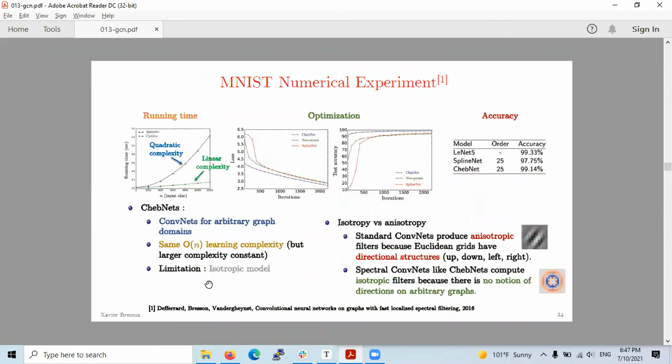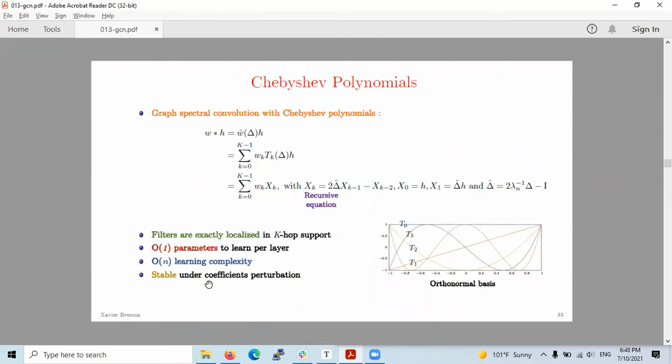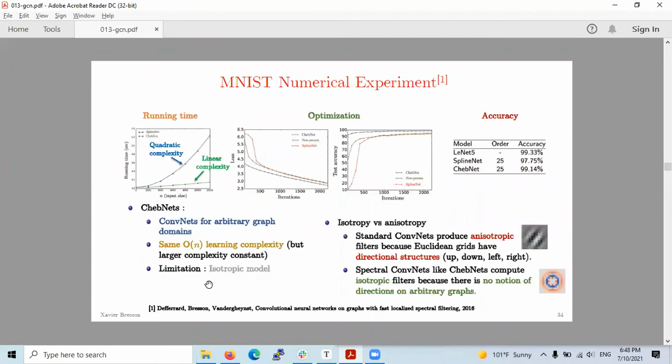Okay, so in the next slide, they discuss the Chebyshev polynomial based GCNs. He calls them ChebNets, and they test it over MNIST, and they also prove that this is of linear complexity, and all sorts of testing and accuracy analysis is being done over here.